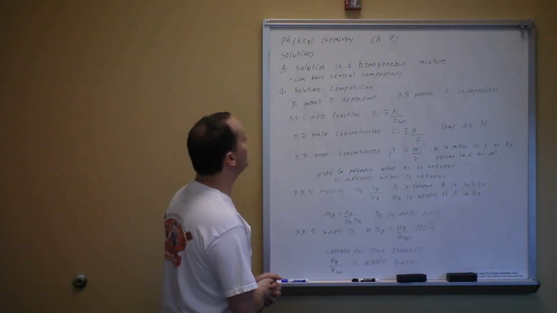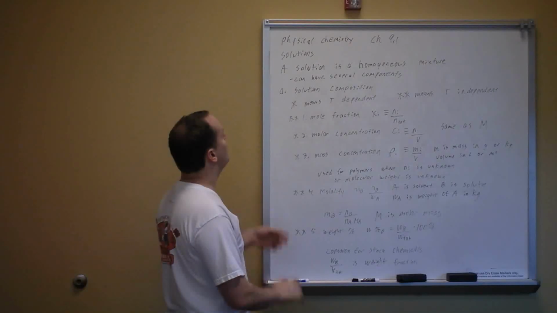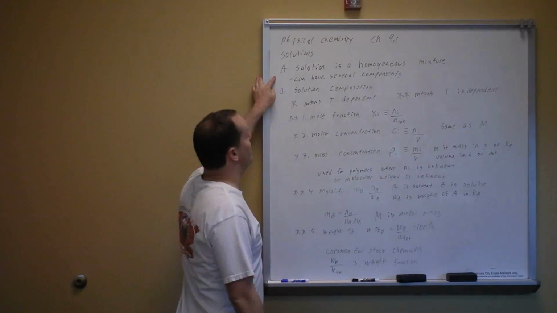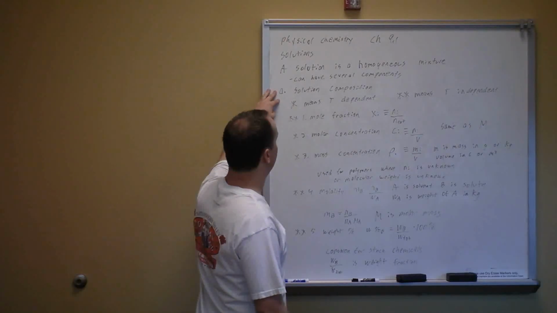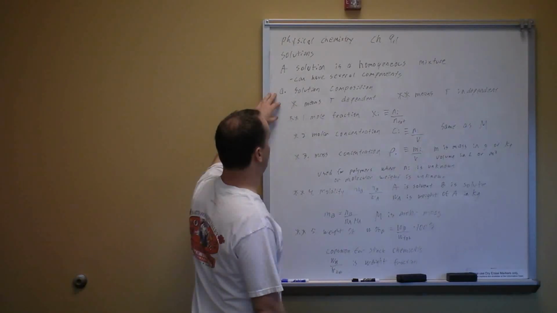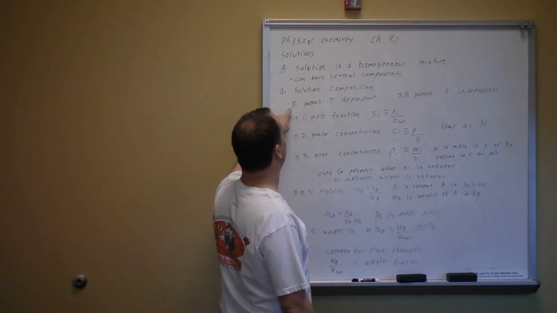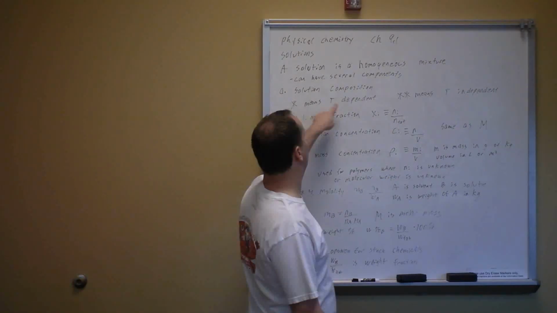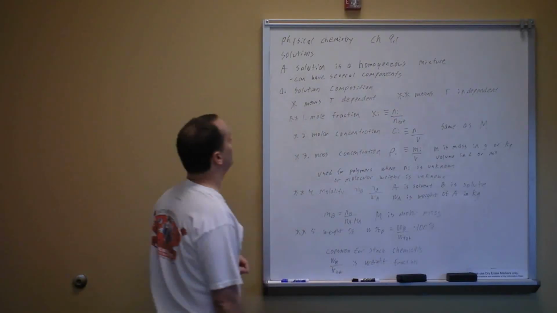Physical chemistry, we're in chapter 9 now, this is section 1. Chapter 9, we're talking about solutions. A solution is a homogeneous mixture. It can have several components. Now, first thing we're going to talk about is the composition of a solution. For this purpose, we're going to use a shorthand notation. We're going to say 1 star means that something is temperature dependent, and 2 stars means it's temperature independent.